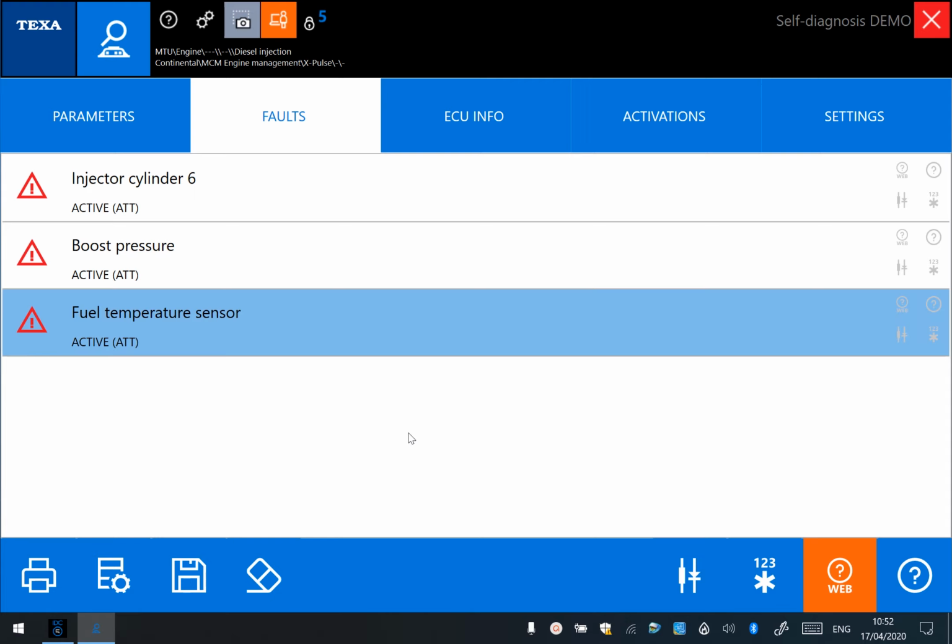So for example, we'll pick the fuel temperature sensor. Now you can see on the right hand side here there's a few faded out options, but what happens is if they are listed there, they then appear in the bottom right hand corner as options. So what you've got here is a direct link to a wiring diagram for that sensor. You've got freeze frame technology, which basically tells you what was going on with the engine at the time that fault occurred, so can be very useful.